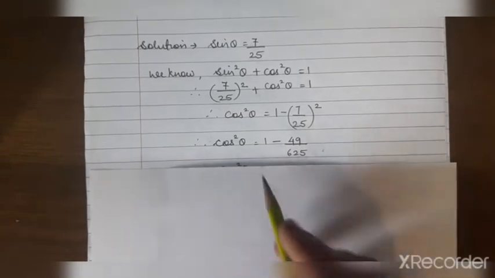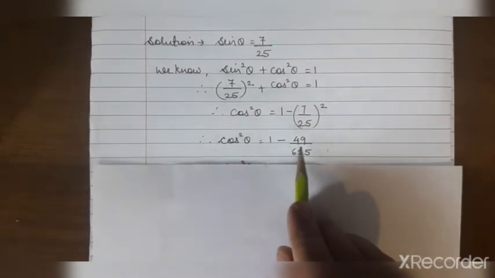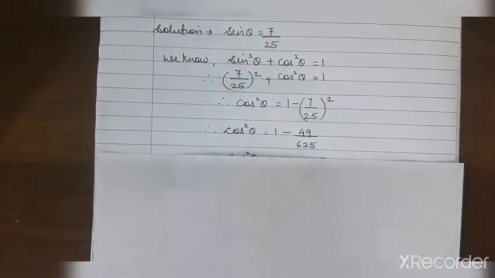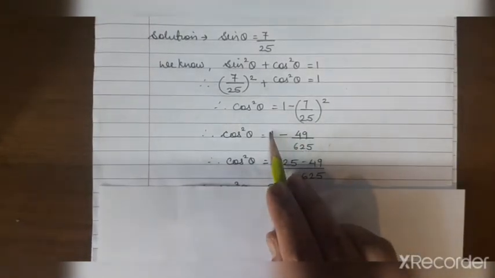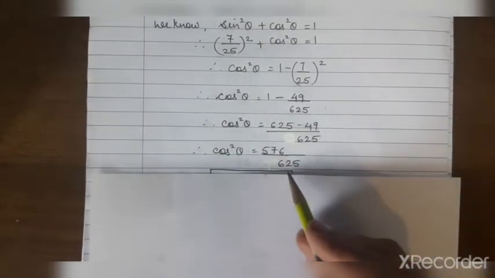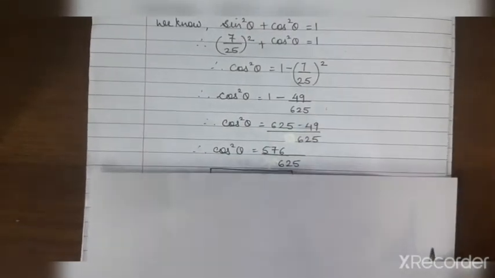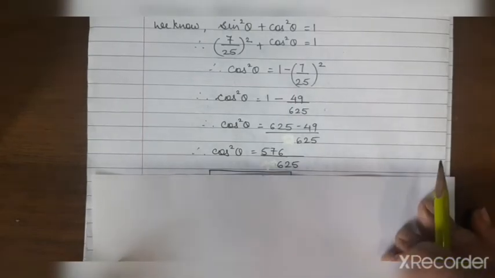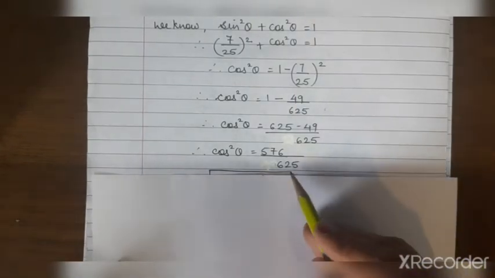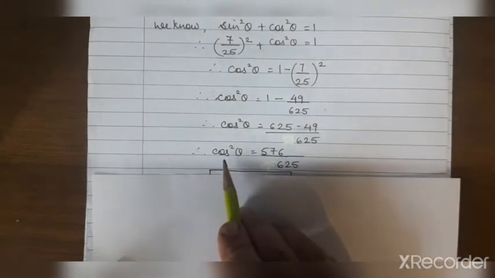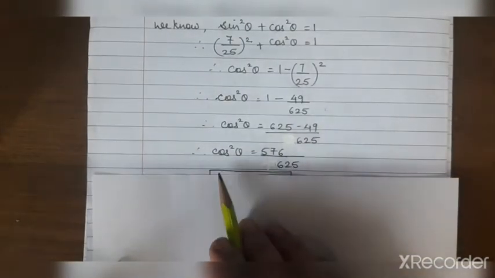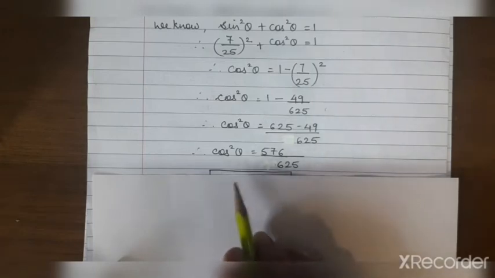Now we need to equalize the denominators because we cannot do this subtraction. So for that we need to multiply 625 here also with 1. And therefore we get cos square theta equal to 576 upon 625. Now 576 is a square and 625 is also a square. And on the left hand side also we have a square. So on both the right hand side and left hand side we have a square.